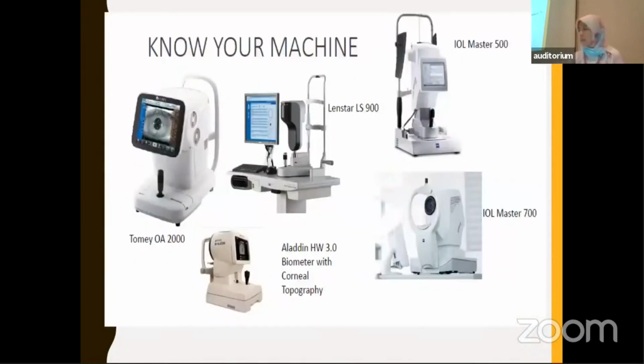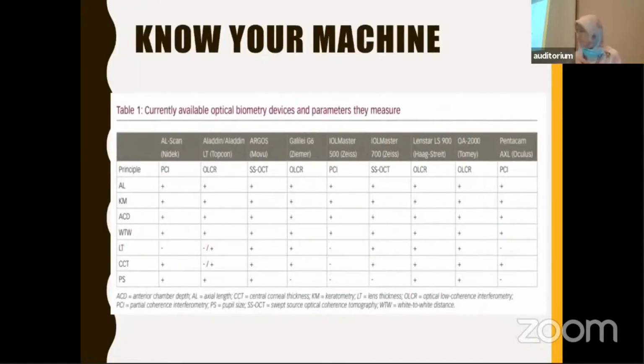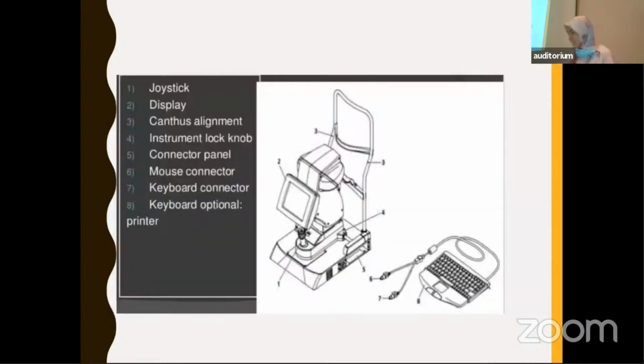This is the machine in the market. And in our setting, we have the IOL Master, only IOL Master. And the important thing is you always have to know your machine, the parameters. You have to be familiar with your machine, what it can measure and what it cannot measure. And then you have to make sure how the machine is calibrated.